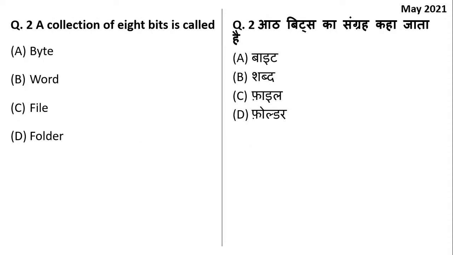Okay. Next question. A collection of 8 bits is called. So what is the collection of 8 bits they are asking over here? You have to tell. Some options that are given to you are byte, word, file or folder. So what is a collection of 8 bits? This question is also very simple. The collection of 8 bits is known as a byte.